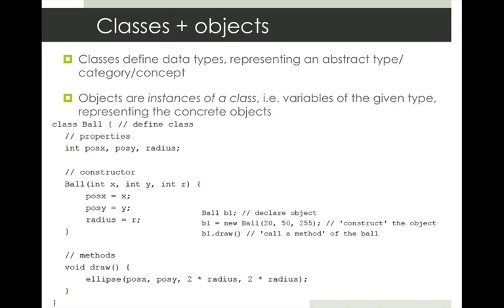We can also create classes and objects. A class is nothing but a collection of related objects. Whenever we define a class, we define the properties of the class, then we define the constructors of the class, and then we define what we want to do with respect to the functions or the methods of the class. So processing also allows you to develop your own classes and objects.